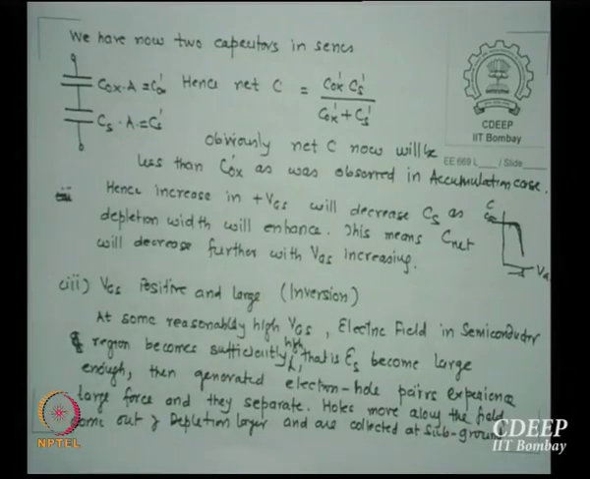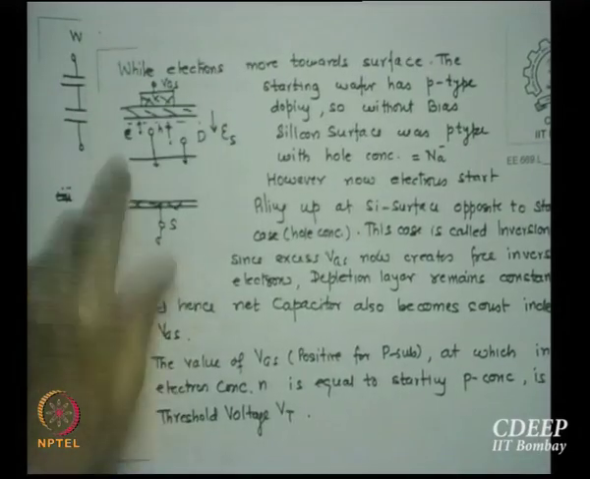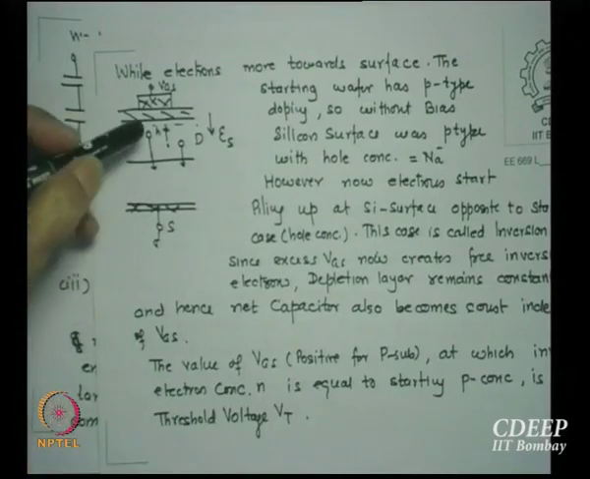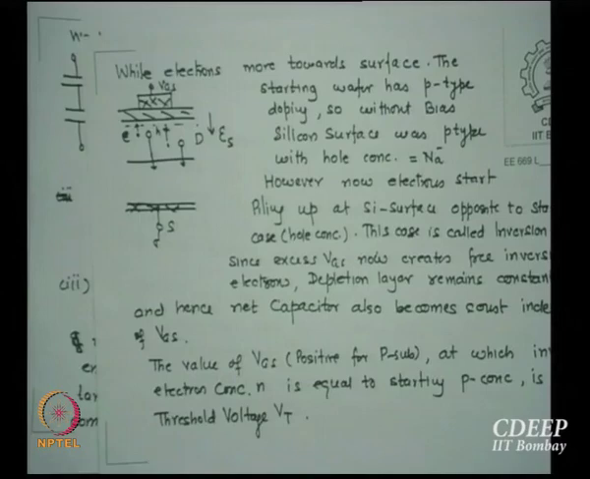However, this VGS is still not large enough to create large electric fields in the depletion layer. But once the electric field is large enough, that is, VGS is sufficiently positive, there is a possibility that hole-electron pairs get separated by the electric field in this depletion layer. Holes will move down because the electric field is downwards, and electrons will start piling up at the interface. Something very interesting can happen.